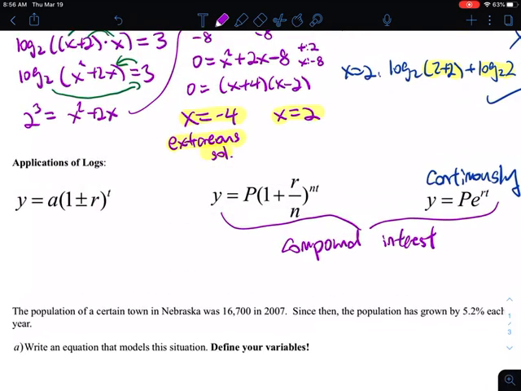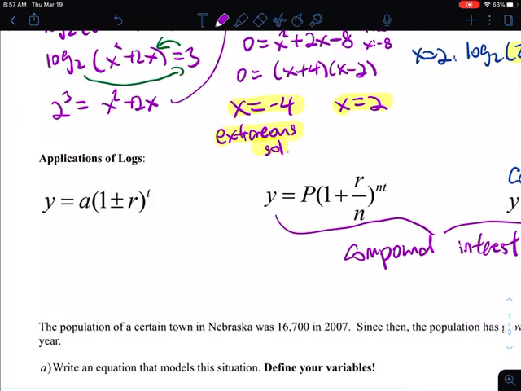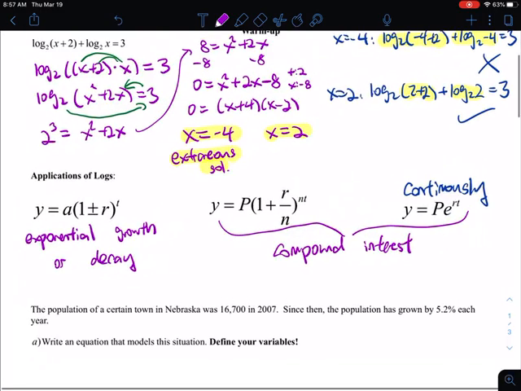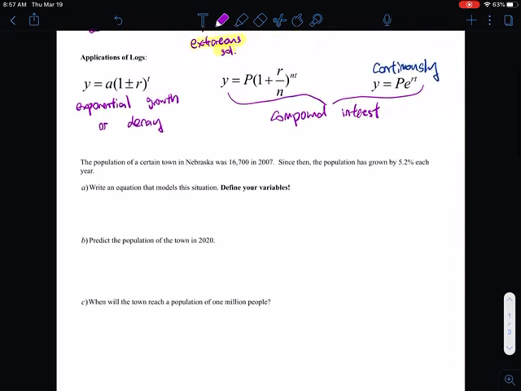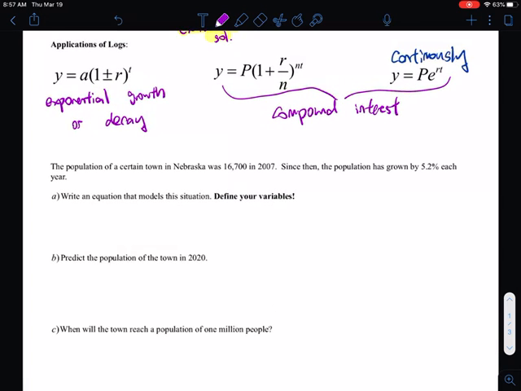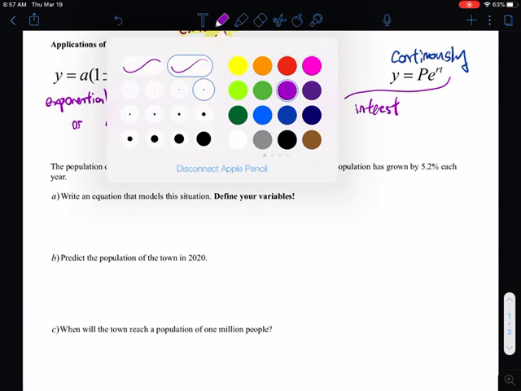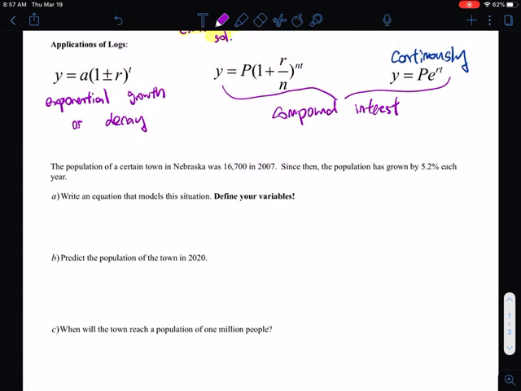And then the one on the left we use for just typical exponential growth or decay, so things that are not compound interest. So if you're talking about the value of a car or population, things like that. Okay, so we'll just briefly go over a few examples of how we can use these formulas and using logs to solve application problems of logs.